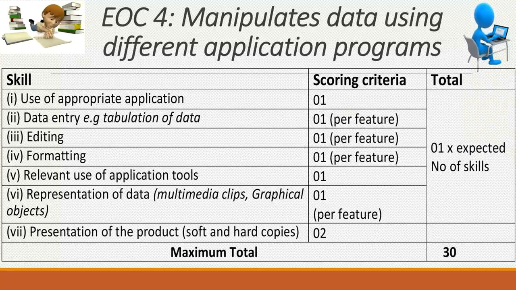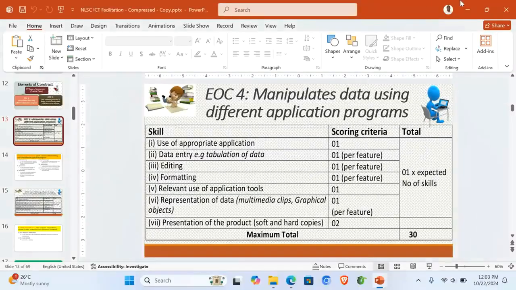Editing, we have edited the existing support files by adding average. Formatting, you have seen how we made our report well formatted with headings, with tables, with graphs. You have seen Excel, we added a background color in our headings and some also color schemes. Relevant use of application tools, you have seen we have achieved that. We have represented our data graphically, and finally our work is in soft copy. Then we are supposed to do the printing.